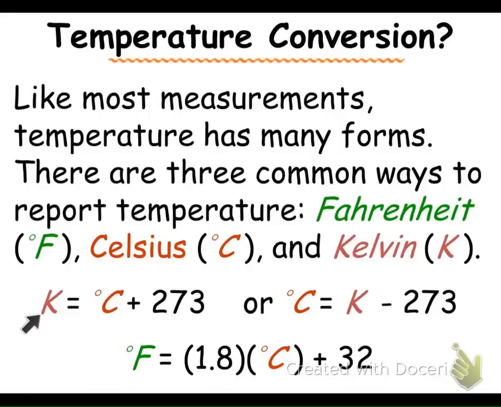So if I'm trying to get from Celsius to Kelvin, I add 273. If I'm trying to get to Celsius from Kelvin, I subtract 273. So that's pretty simple, and you do need to remember that. The Fahrenheit one will be given to you. You do not need to memorize that one, but you do need to know how to use it.